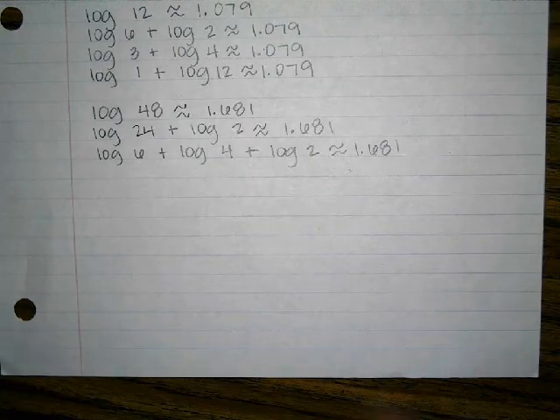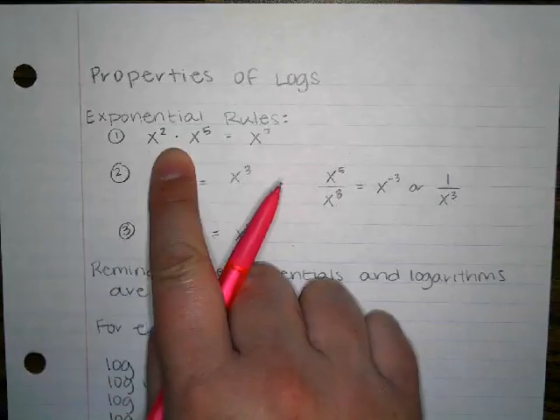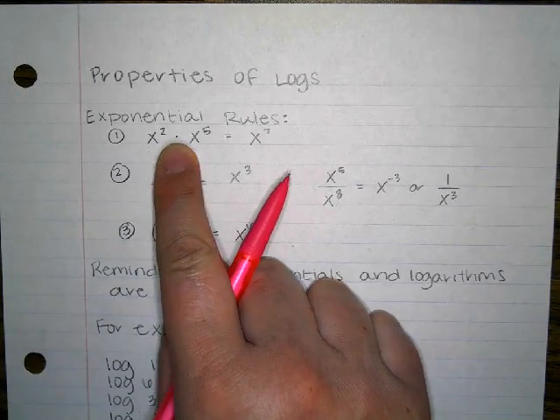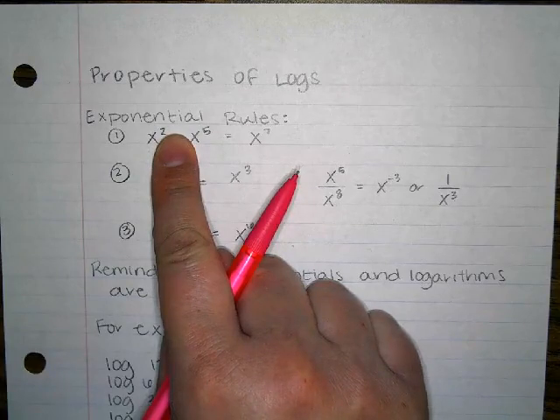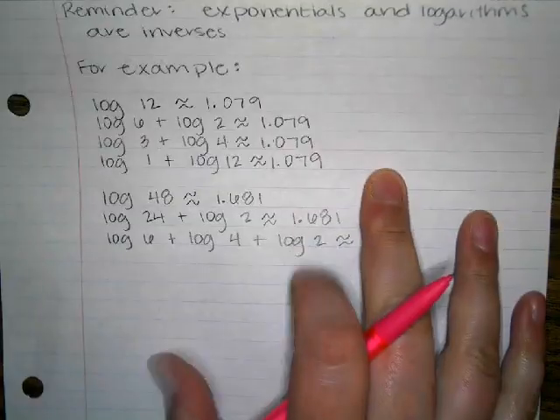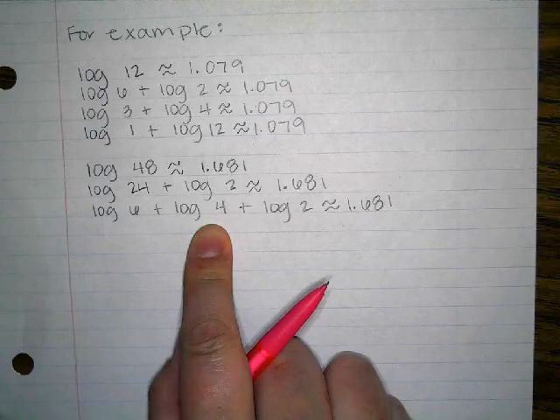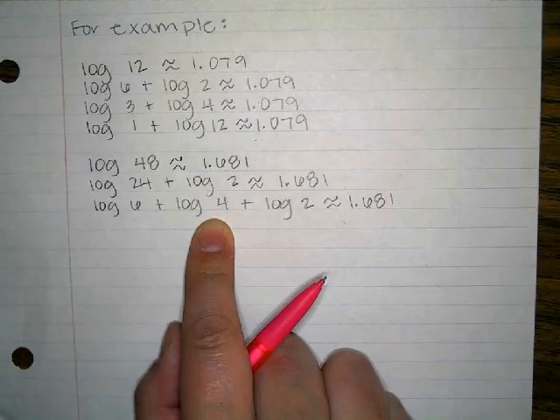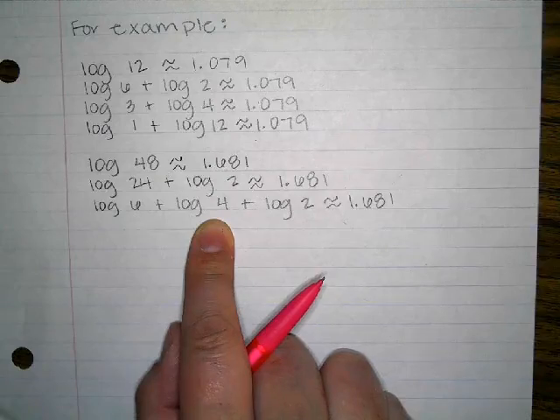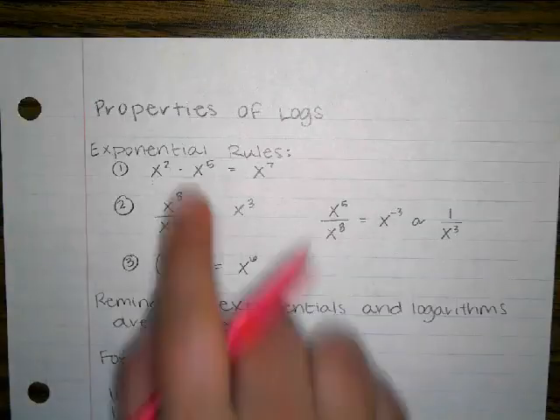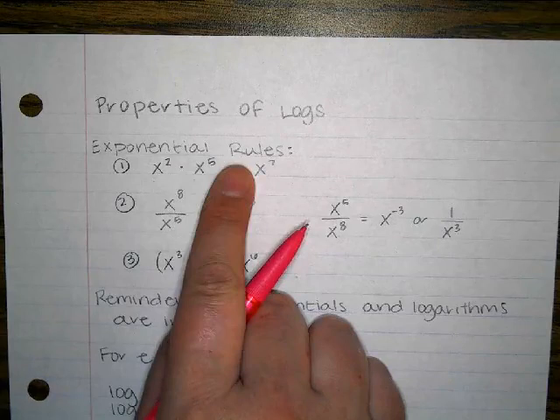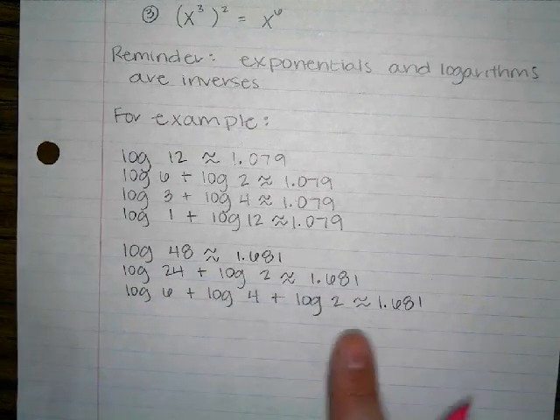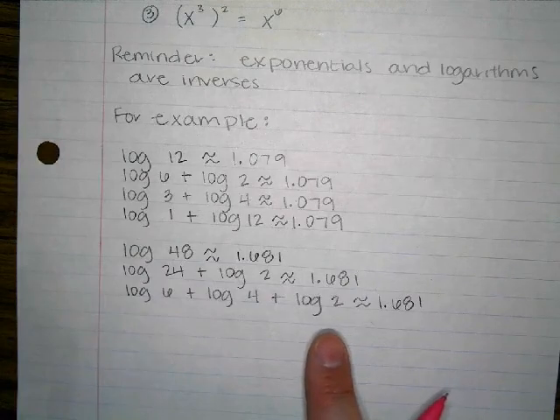So up here, if we multiplied things, the shortcut was to add. Down here, if we add things, the shortcut is we're multiplying. Do you guys see the relationship there? See how they're backwards? Up here, if we're multiplying, the shortcut is to add. Down here, if we're adding, the shortcut is we actually multiplied. Does that make sense? Okay.